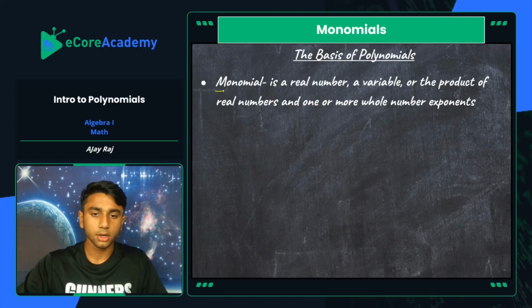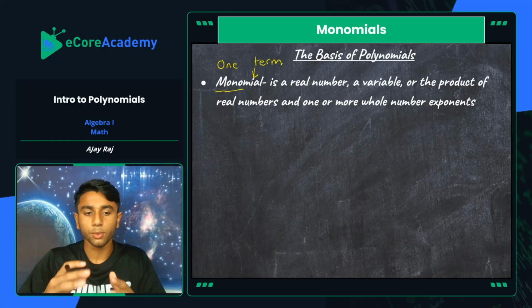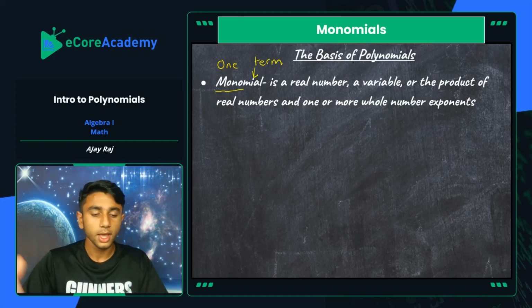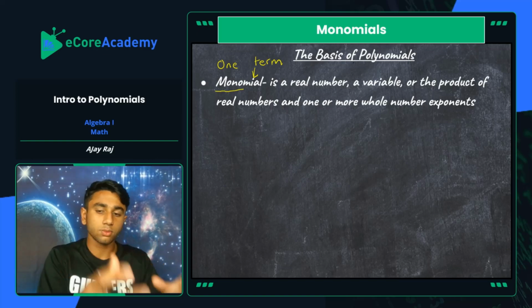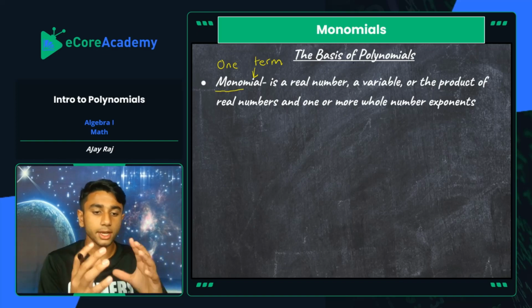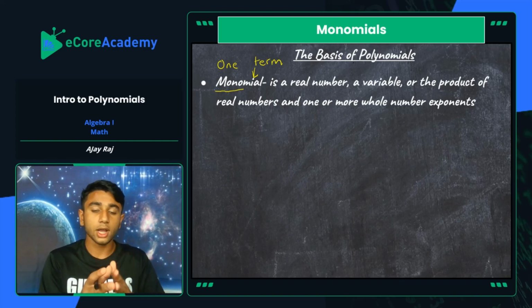So if you think about this, mono means one. Essentially, we can infer that the rest of this word, mial, essentially means term. So in this case, we're referring to only one term. Say, for example, real numbers: 1, 2, 3, 4. Variables: x, y, z, and so on. Or the product of real numbers and one or more whole number exponents. So you think of it like 3 squared, or it could be 3x squared. Exponents combined with these real numbers and variables, all of them mesh together. 3x squared, for example, doesn't have any addition or subtraction, just 3x squared, one term on its own.